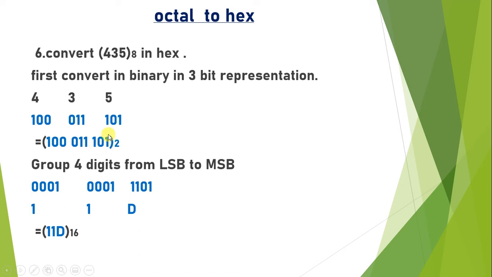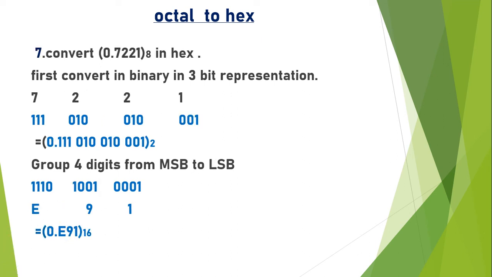So we start grouping of 4 digits from LSB to MSB. The first group is 1101, that is equal to D, then 0001, that is equal to 1, and then 0001, that is equal to 1. We are adding 3 more zeros. So arranging from left to right, we will get 1D as the final hexadecimal output.